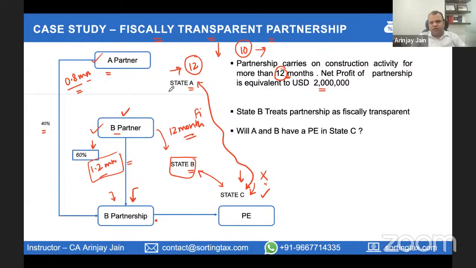The nutshell of this particular case study is that in case of fiscally transparent entities, the tax treaty to be applied to see the treatment is the one between the partner and the source country, and not necessarily the treaty between the partnership firm and the source country. If a partner happens to be a resident of the source country where the partnership is situated, that treaty will apply. Otherwise, the treaty of the residence of the partner will apply.